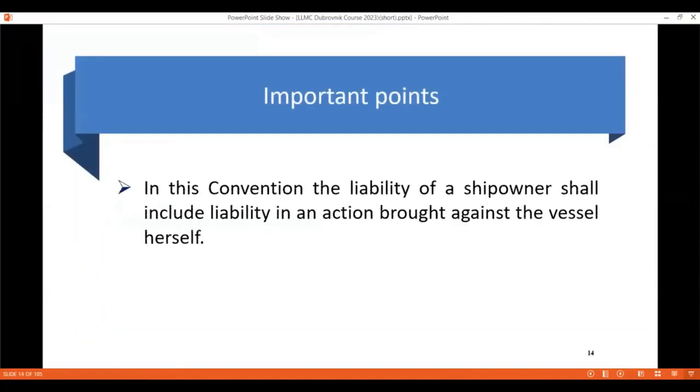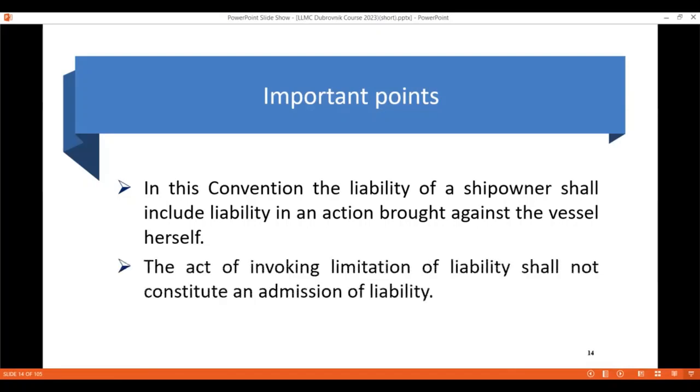Some important points. Since the convention addresses the persons who are entitled to limit liability, lawyers may be clever enough and say, okay, so I don't sue the person, I will sue the ship, as a legal person, in an action in rem. But the convention caters for that, and it says that in this convention, the liability of the ship owner shall include a liability in an action brought against the vessel herself. So whether you sue the ship or the ship owner, the limit of liability would still apply.